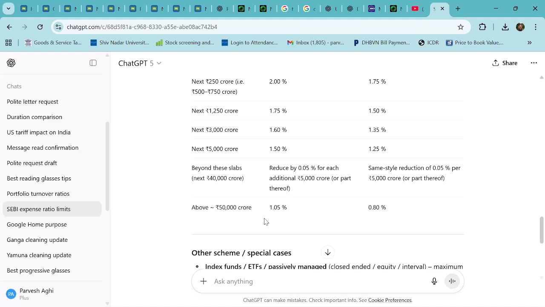Because they have to pay the salary of the fund manager, the salary for the office under which they are working, and some stationery and other things. So the maximum expense which they can charge from the return which you are getting is 1.05%. It's a large fund. And for a debt fund, it has to be less than 0.8%. Okay, fine. So these are various limits.